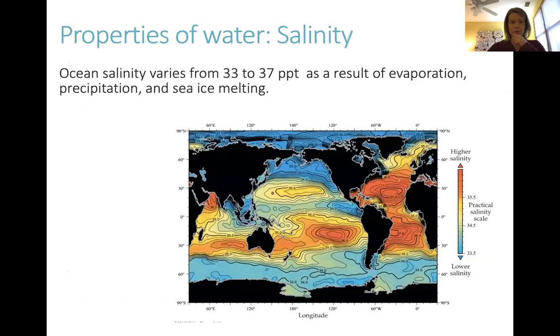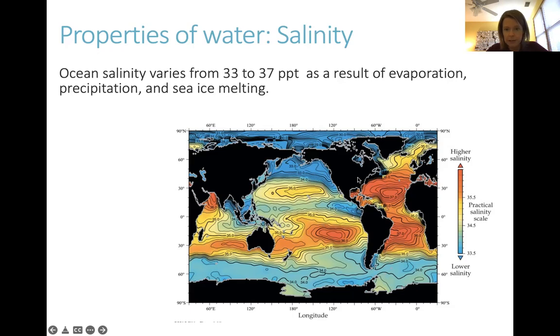To move forward, if we look at salinity, ocean salinity actually varies around the globe, and it depends on a number of factors that I'll talk about in just a second. Well, here I have them listed. It depends on evaporation, precipitation, and how much sea ice is melting nearby. How much water evaporates off the surface of the water, how much precipitation is gained into the ocean, and then basically how much fresh water from sea ice melting is gained, is going to affect the concentration of salt in the water.